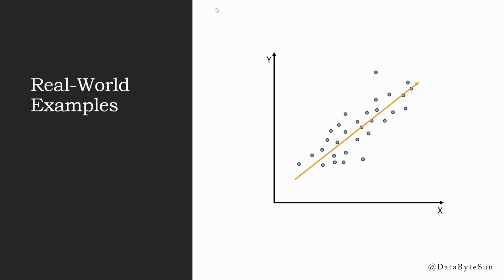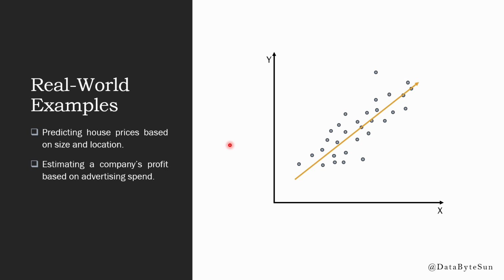Let us talk about the applications of linear regression. Here are some real-world scenarios where linear regression is very useful. First, we can predict house prices based on size of house. Here we can try to capture how features like square footage influence the price. Another common use is estimating a company's profit based on advertising spend. More advertising generally leads to higher profits, and linear regression helps us model that relationship.